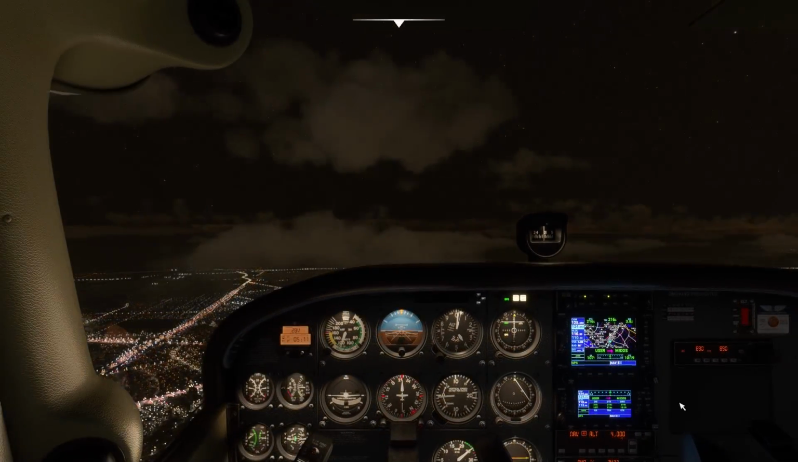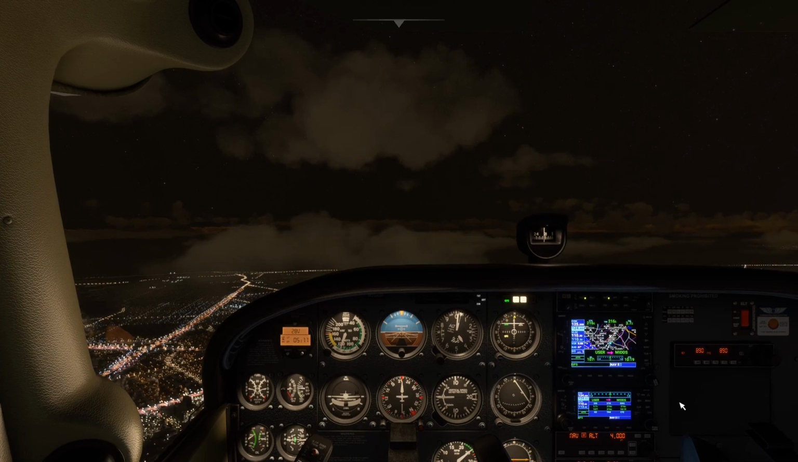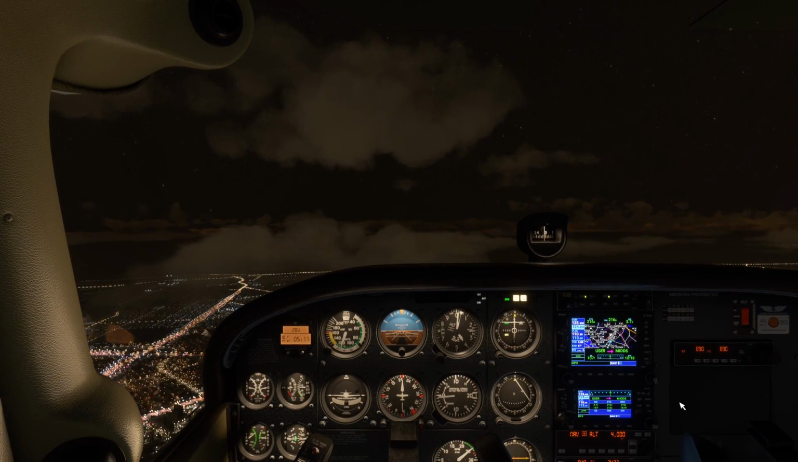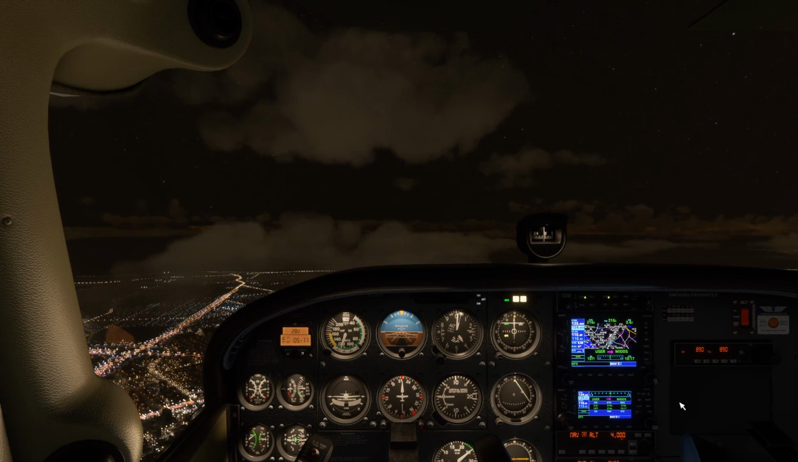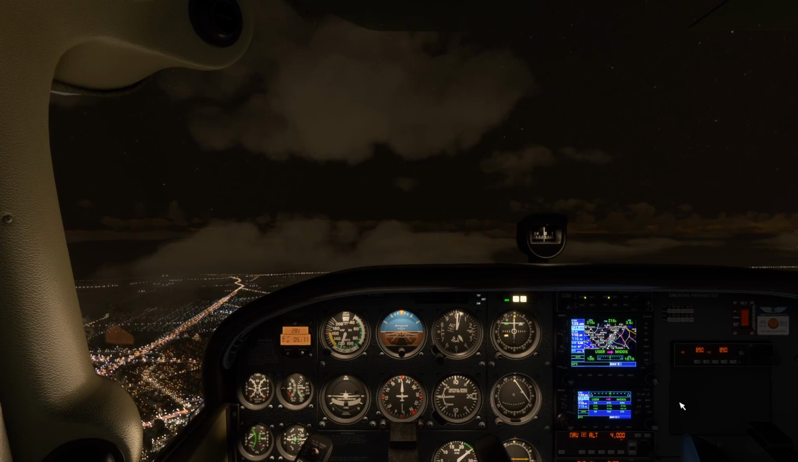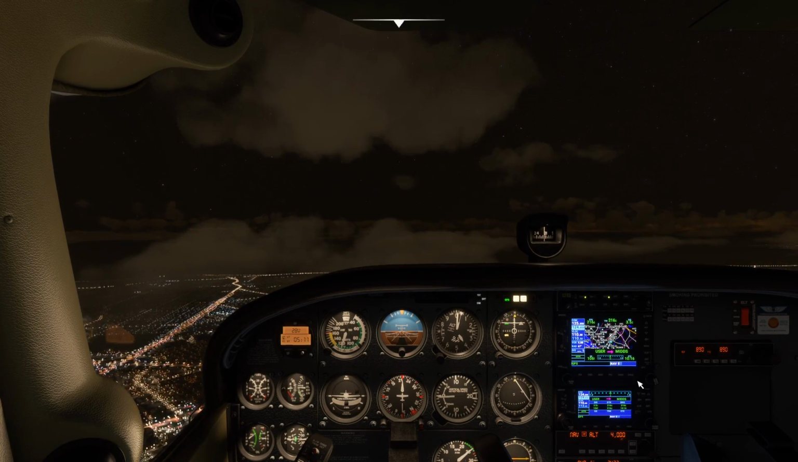SoCal Approach on 12. Cessna November 20 Kilo India Papa, SoCal Approach, continue to MIDDS as planned. Altimeter 29.83.